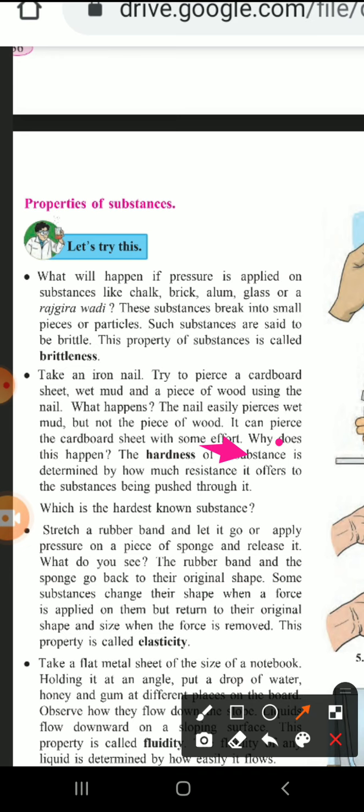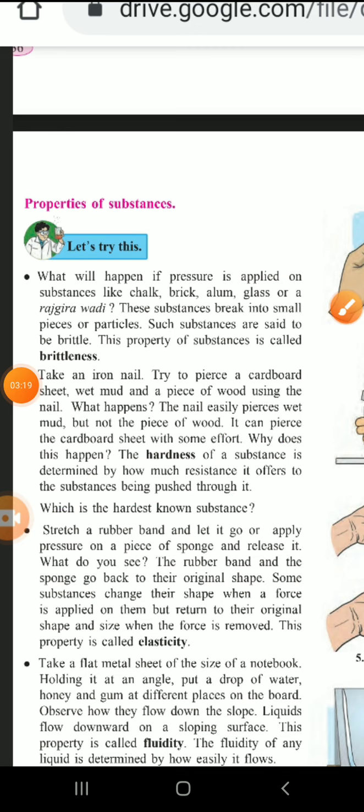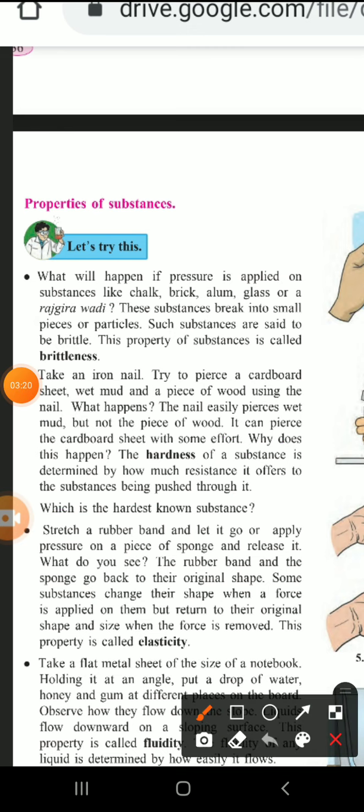Why does this happen? The hardness of a substance is determined by how much resistance it offers to the object being pushed through it. Okay, now the third one.